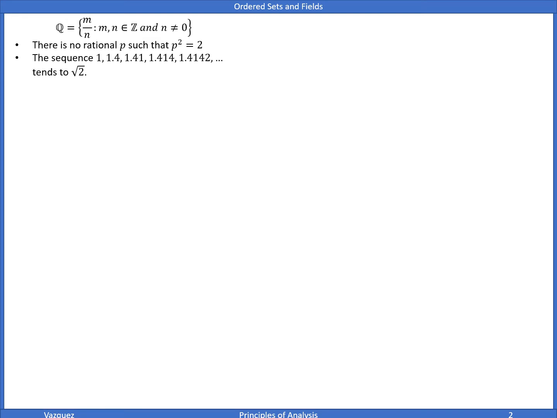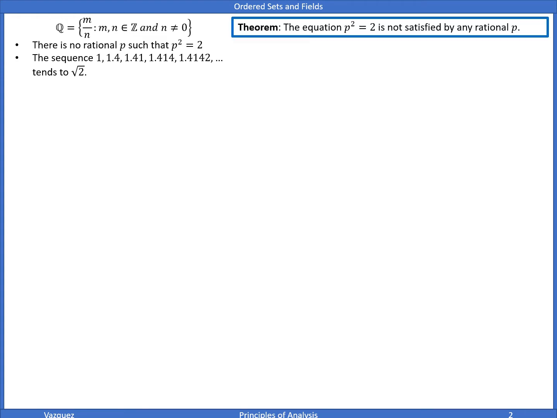We can construct a sequence, with the first term being 1 and then 1.4, 1.41, and so on and so forth, that tends to the square root of 2. But we never really know what the square root of 2 even means if we're just talking about rational numbers. And there's a theorem to actually prove this, which states that the equation p squared equals 2 is not satisfied by any rational p.